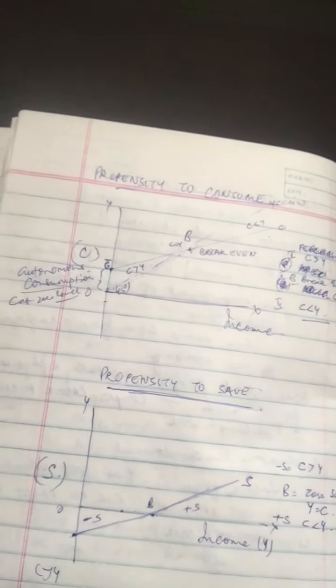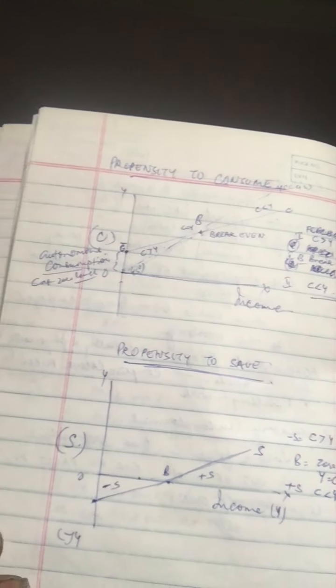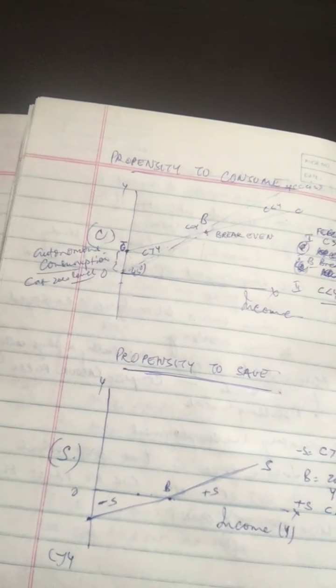Welcome to my class, and in this I'm going to do diagrams to explain propensity to consume and propensity to save. So let's see. I'm going to do propensity to consume. It's very simple and it's easy to understand too. Now look at this. Let's take propensity to consume.